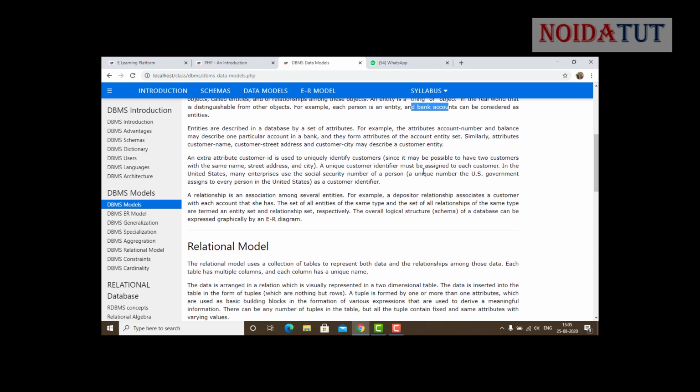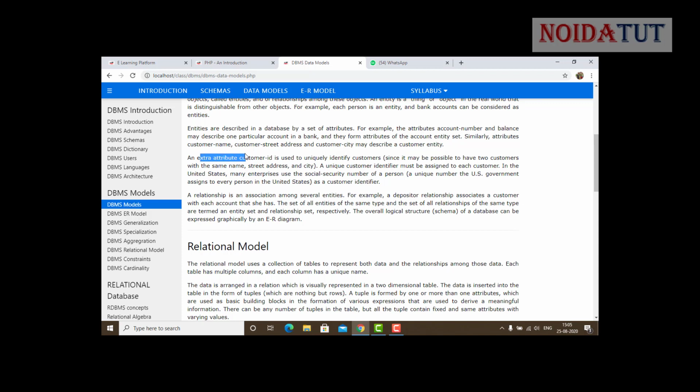Entities are described in a database by a set of attributes. For example, the attributes account number and balance may describe one particular account in a bank. They form the attributes of the account entity set. Similarly, the attributes customer name, customer street address, and customer city may describe a customer entity.